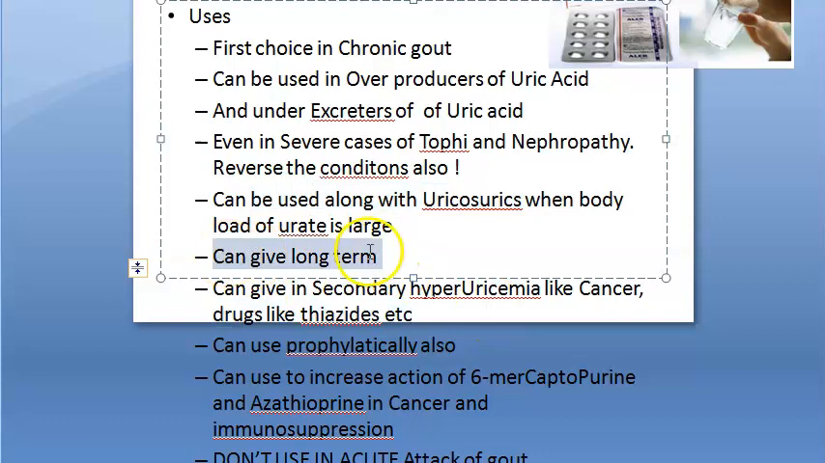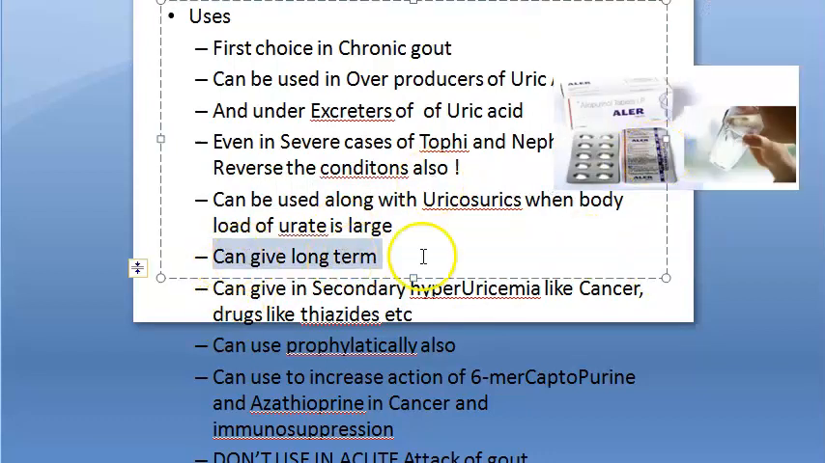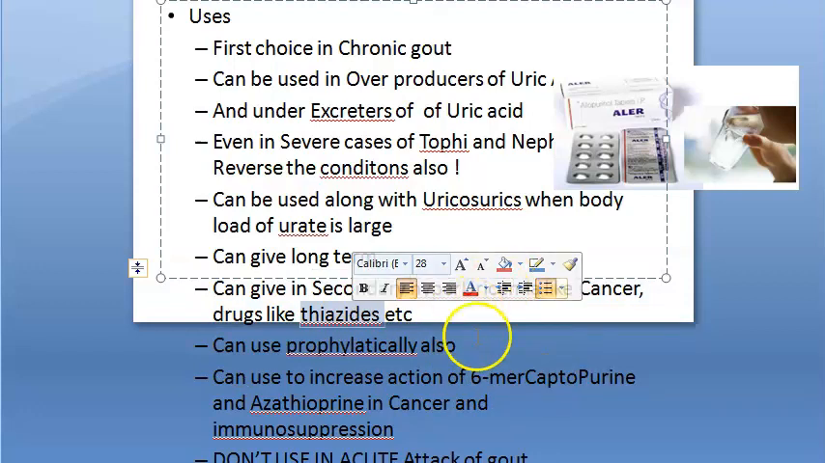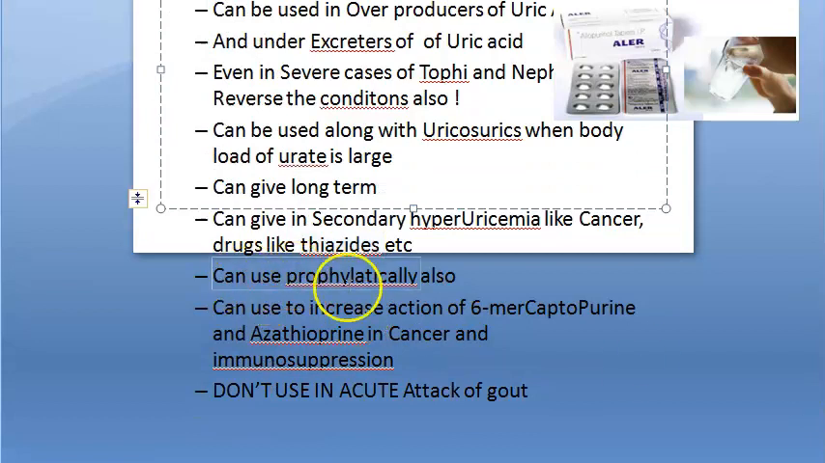Okay. Allopurinol can be given long term. Aren't we happy? So happy. Allopurinol is such a nice drug. Can be given long term. Even if the secondary hyperuricemia is there because of cancer, because of drugs like thiazides, furosemide. Even in such causes for hyperuricemia, you can give allopurinol. You can also give it prophylactically. So you are giving cancer therapy or you're giving thiazides and you think that this person can go into hyperuricemia. Then prophylactically also, in prevention itself, you can give allopurinol.